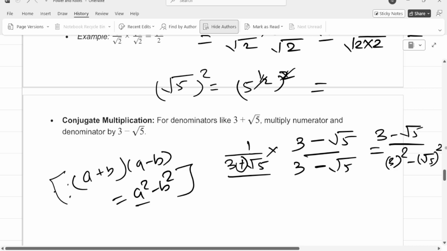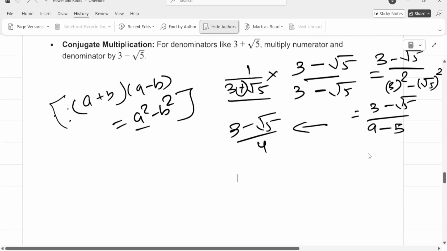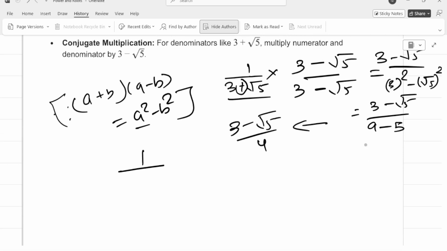When the bracket opens, it converts into multiplication. Here is the 5 value, and 3 square is equal to 9. So 9 minus 5 is 4. So the value is 3 minus root 5 over 4. Now you can solve the question 1 upon 3 minus root 5 and comment in the below.